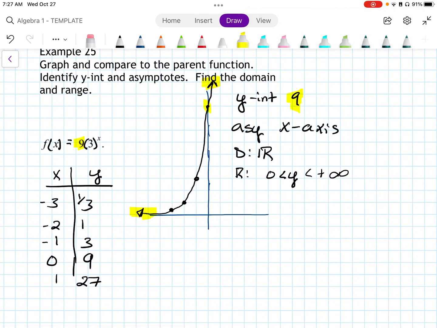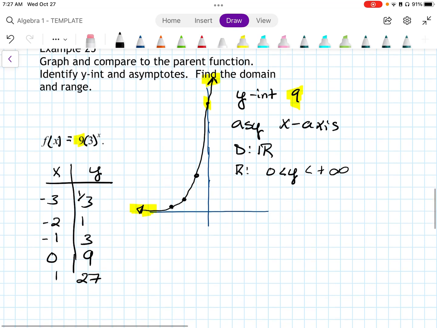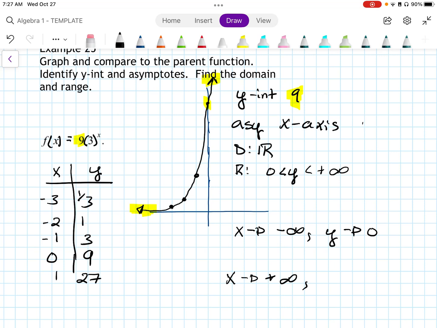Let's do end behavior here. I know it doesn't say it, but let's talk about it. It would say as x approaches negative infinity, and then we'd also have as x approaches positive infinity. Well, as x approaches negative infinity, as it goes really far left, y would approach 0, right? This asymptote, the x-axis, we could also say, well, that's y equals 0, right? Those are the same thing.